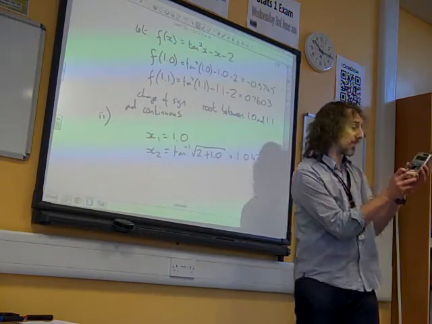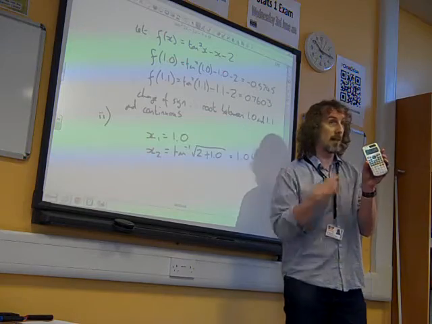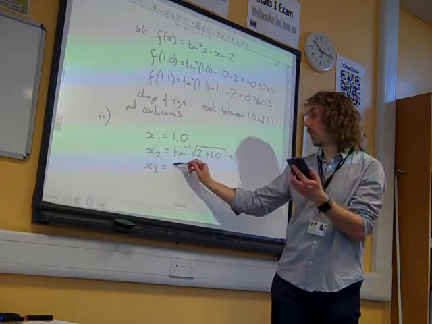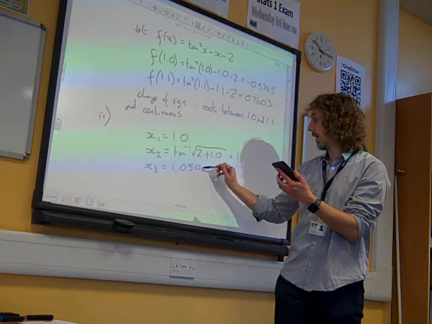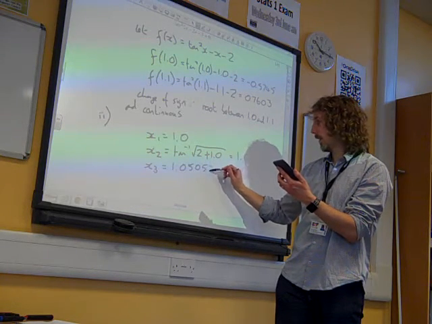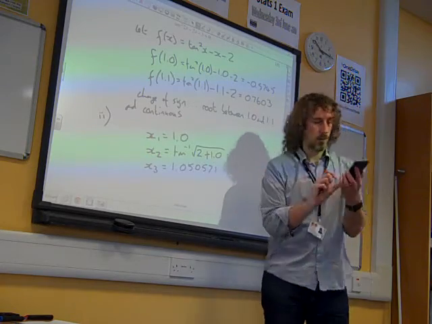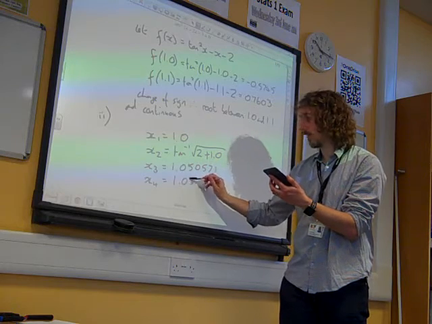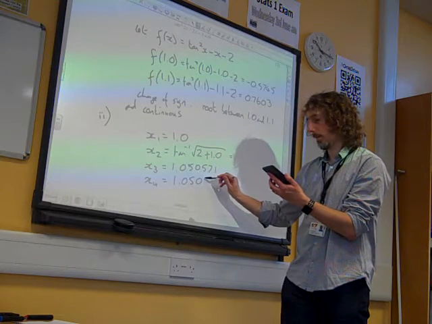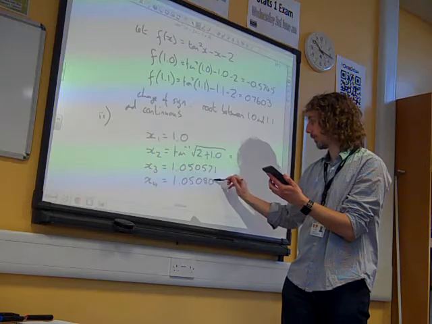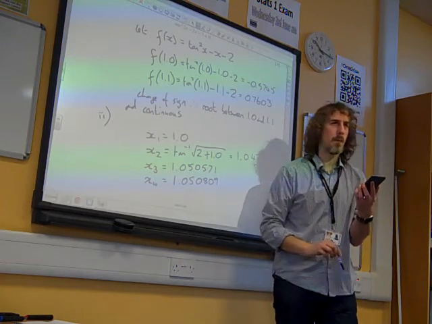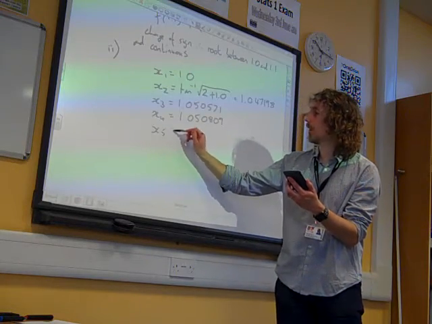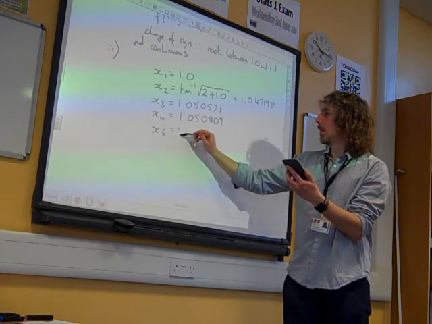And so if we press equals again, it just shoves that answer back into the formula and gives us our next iteration, which is 1.050571. And every time we press it, we get a new answer, but don't get carried away and just repeatedly press it, because we need to write these down as we're going along. We're looking for 5 decimal places, so we're not anywhere near yet, are we?